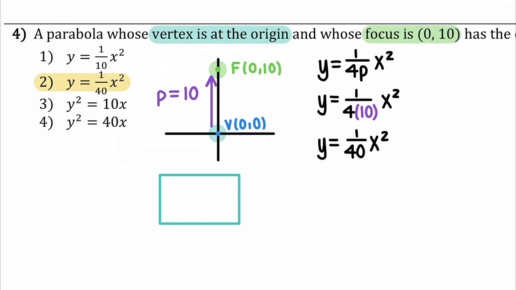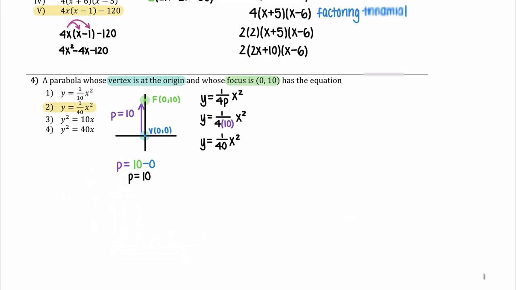And so let's say you didn't want to write this out. Another thing that we could have done to find the value of p is to take the focus, which is this coordinate right here, and again, because the y values are changing, we're going to fixate on the y value, so starting from 10, we have 10 minus 0, and that gives us our p value of positive 10. So either one is perfectly acceptable.